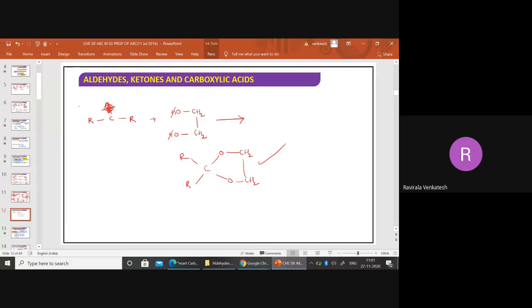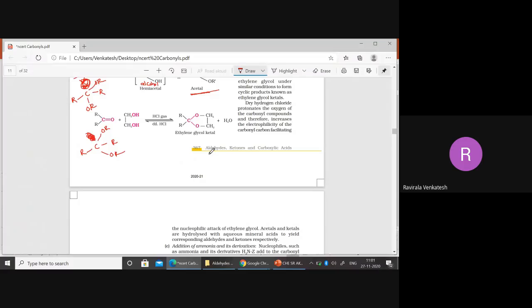Otherwise, if you want to do the mechanism, you can do this with the mechanism also. You can get this product with ethylene glycol. Understood for everyone this product? Remove hydrogen, remove oxygen, and this one you connect here. You can write this in the textbook also: remove hydrogen, remove the oxygen here, and bond this oxygen with carbon, and you will get this protection.